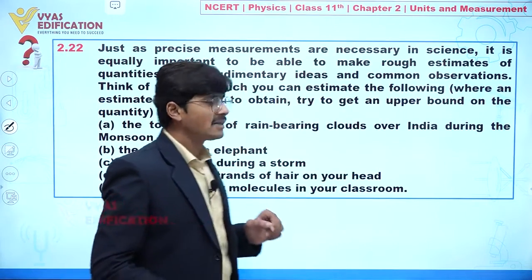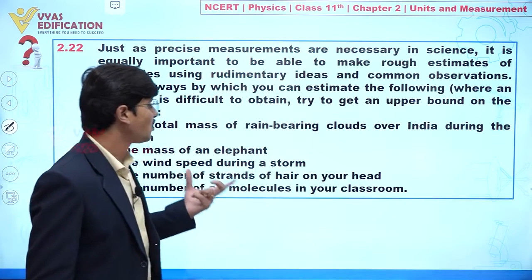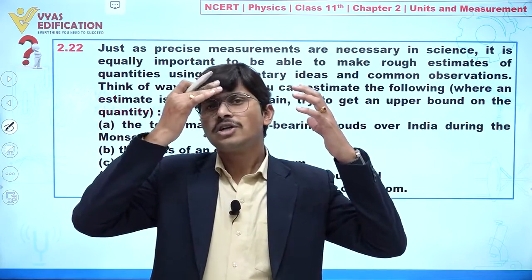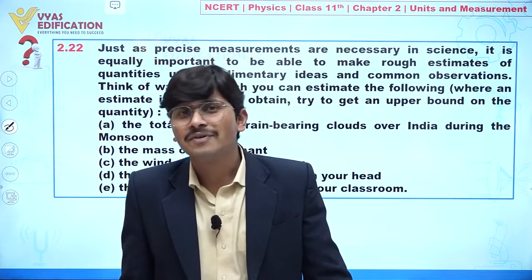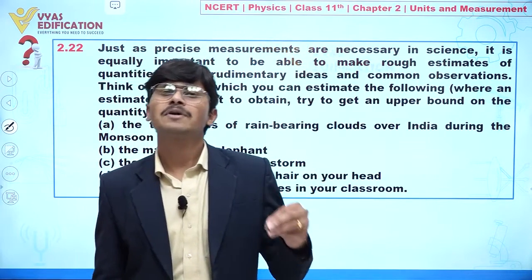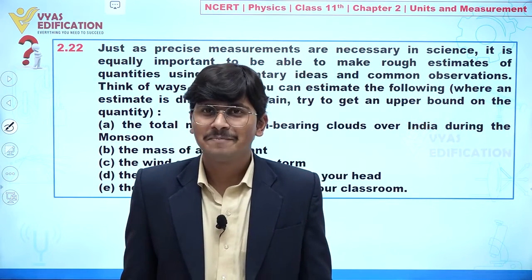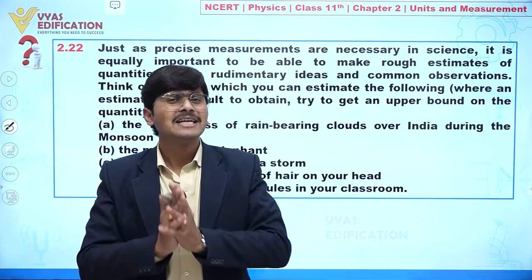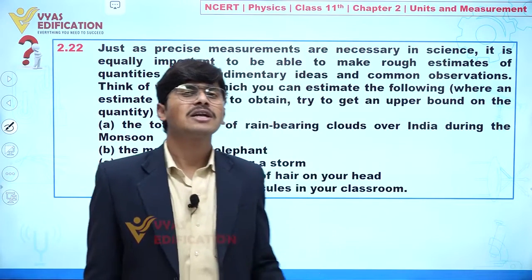Now let's suppose we want to find the total number of strands of hair on your head. So let's suppose I want to know the total number of strands on my head. How can I find it? I can first count the total number of strands in 1 centimeter square area, and if I know the total area of my head, I can directly multiply, and we can calculate the total number of strands.